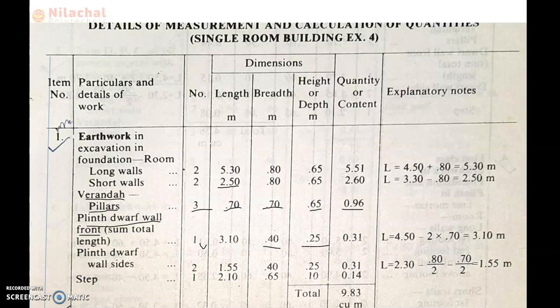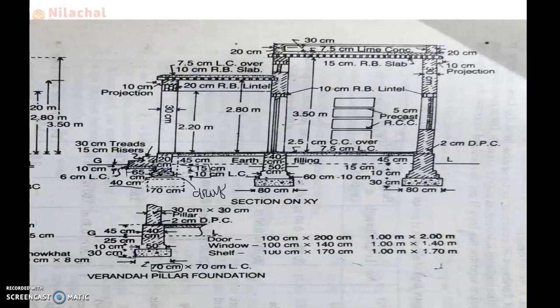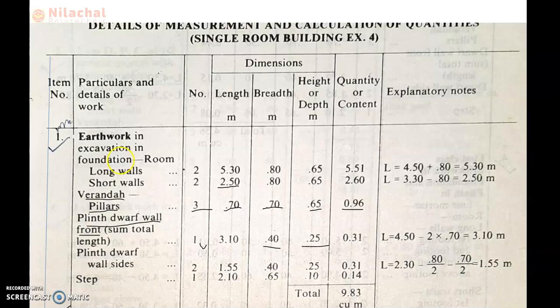Then after that the breadth is equal to the step cement concrete breadth, which is 0.65, and the height of the excavation, from the bottom of the foundation to the ground level, is equal to 10 centimeter. Okay, so we need to check here. Here the step number 1, length is 2.10 into breadth is 0.65 into height is 0.10. Total value is 0.14 meter cube.